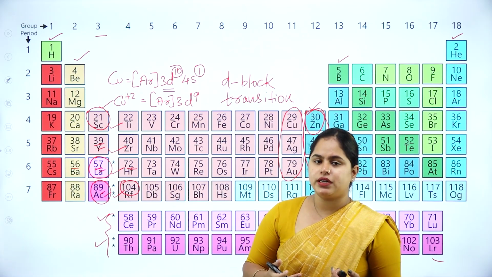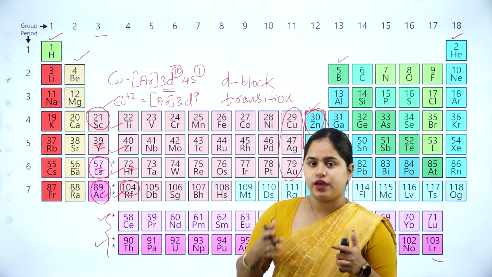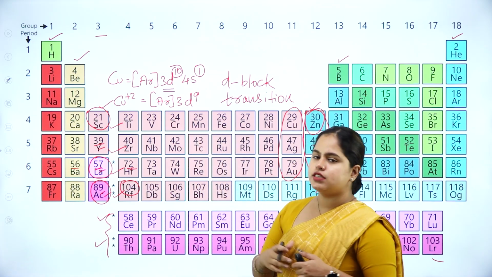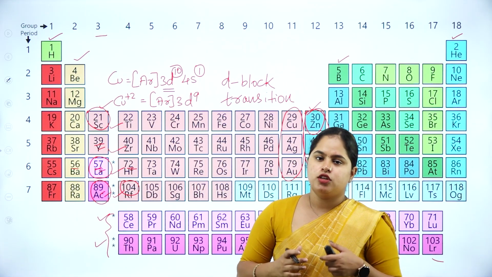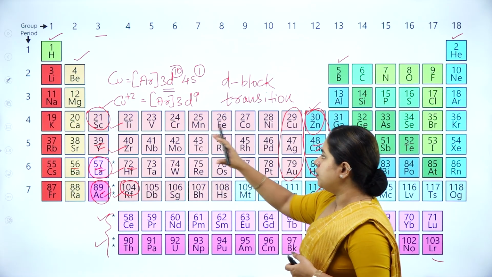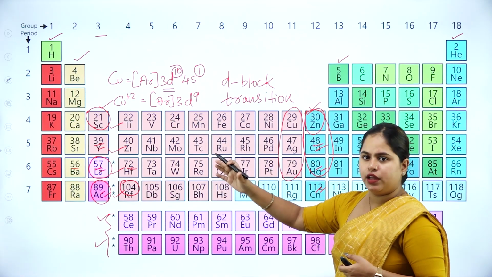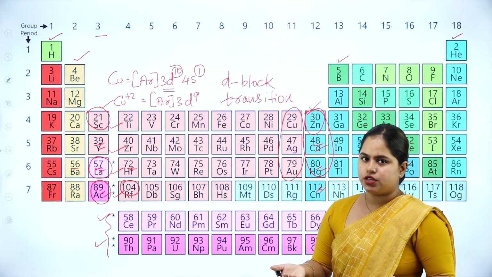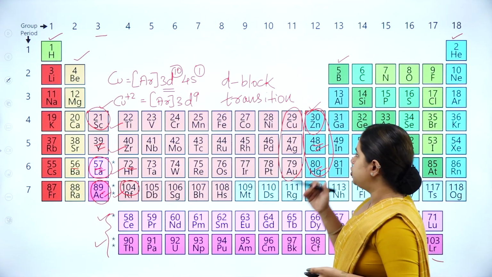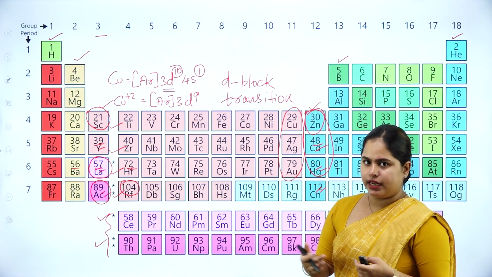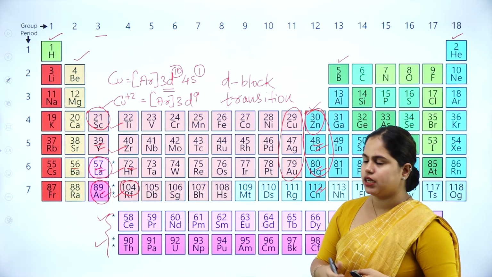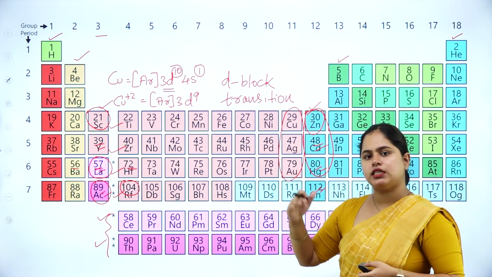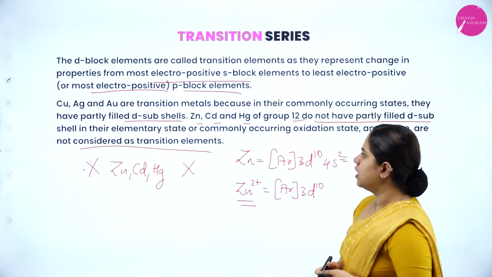So all the properties and the discussions on trends, we are going to focus on the first series, that is 3d series. So I want you all to remember the atomic number of the elements from 21 to 30, which are the elements ranging from 21 to 30, and their electronic configuration as well, right? If you are thorough with the 3d series, the same applies to 4d as well as 5d.